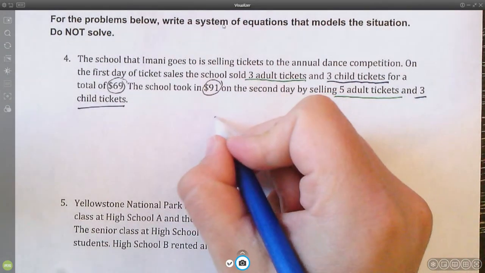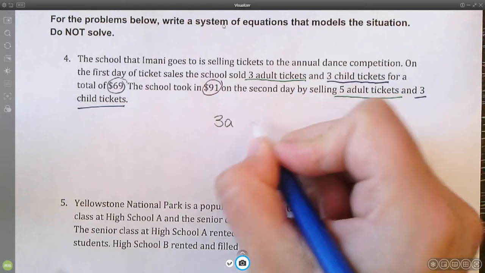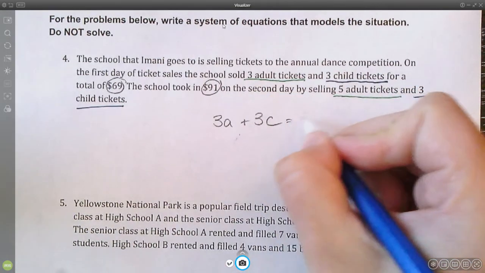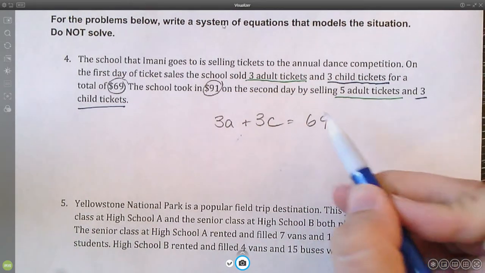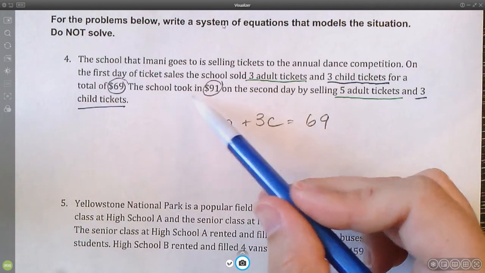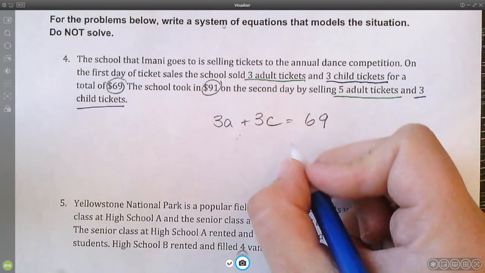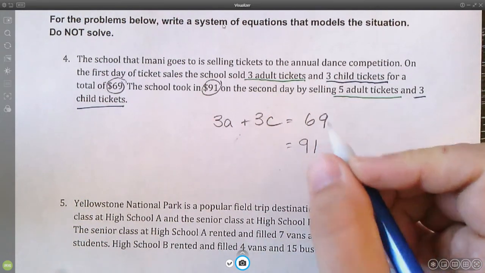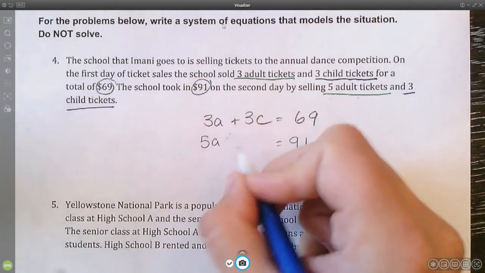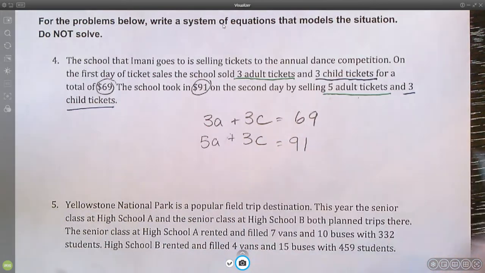So this is one where you're given 2 situations and then you need to write an equation for both. So 3 adults, so 3a plus 3c was a total of $69. Don't forget, you don't put the dollar sign in your equation. Then the next one, it says the school took in $91, so 91 is our total. Selling 5 adult tickets, so 5A, and 3 child tickets, so plus 3C. And there's our equation for that one.